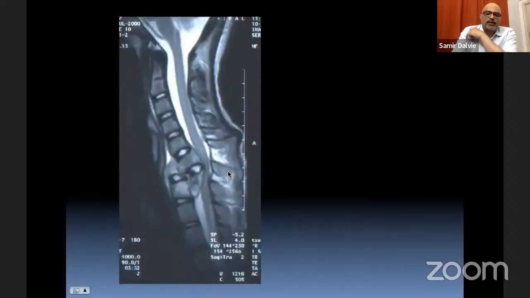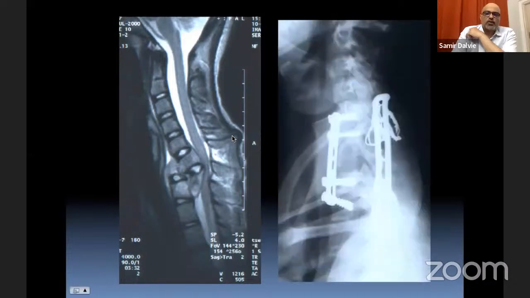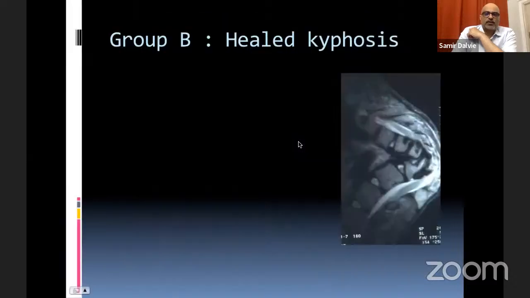This is one at the cervicodorsal junction. Again, it's a deformity with a dislocation where, as you can see, there is cord compression and all of that. And this deformity also had to be corrected by doing both posterior as well as anterior surgery, like for this patient.